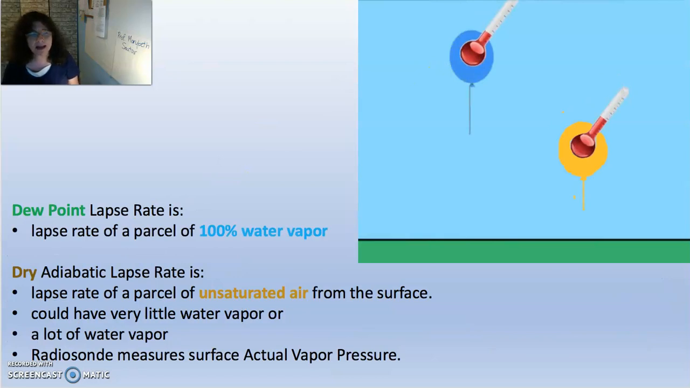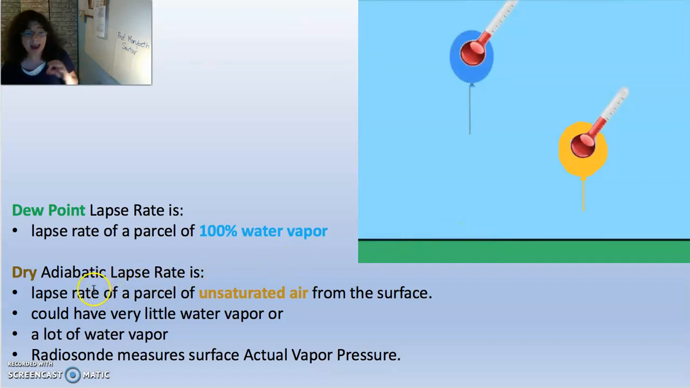When we talk about a dew point adiabatic lapse rate, we are talking about a parcel of air that we gathered right at the surface, and we gathered that at the dew point. It is a parcel of imaginary air that has 100% water vapor in it. It is total water vapor at the dew point that we collect in an imaginary parcel at the surface.